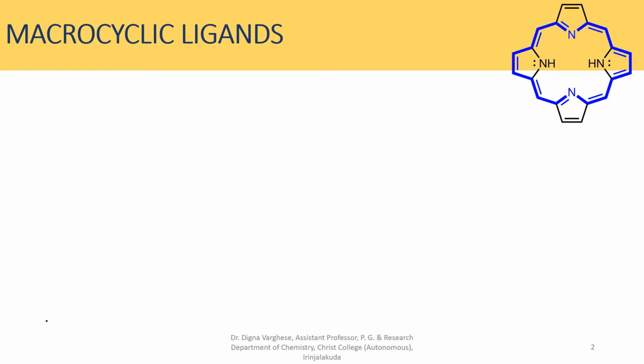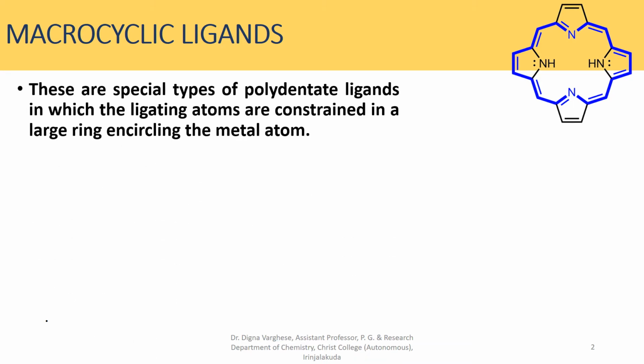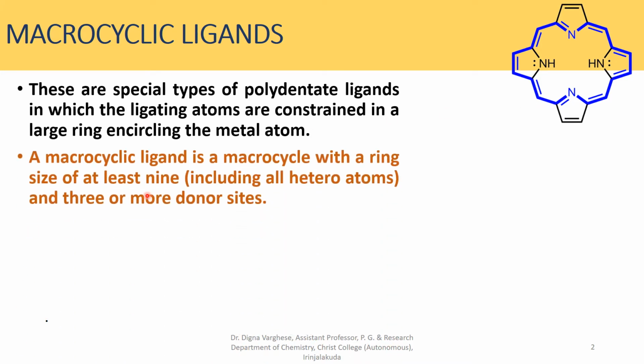An area of particular research interest in recent years has been the construction of planar macrocyclic ligands. These are special types of polydentate ligands in which the ligating atoms are constrained in a large ring encircling the metal atom. A macrocyclic ligand is a macrocycle with a ring size of at least 9, including all heteroatoms, and 3 or more donor sites.